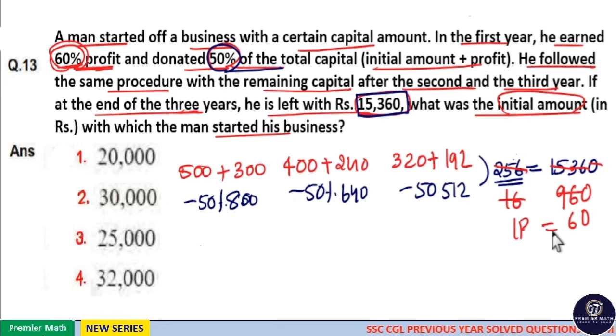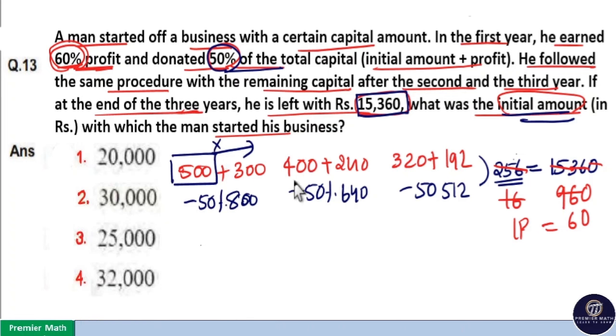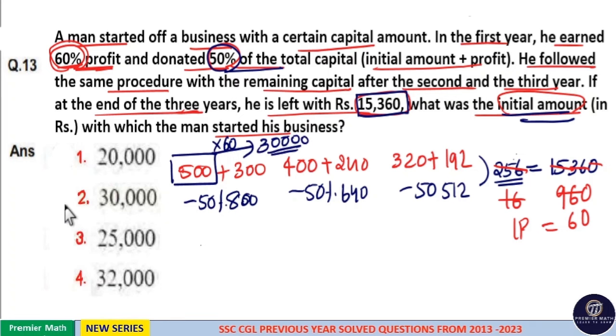So 1 part is equal to 60 rupees. Then here we need the initial amount. Initial amount is 500 parts, which means 500 into 60. That is 6 into 5, 30, so 30,000 rupees. So option 2 is your answer.